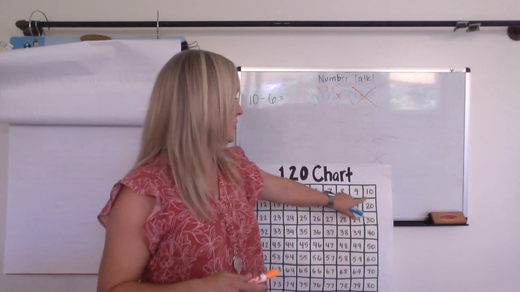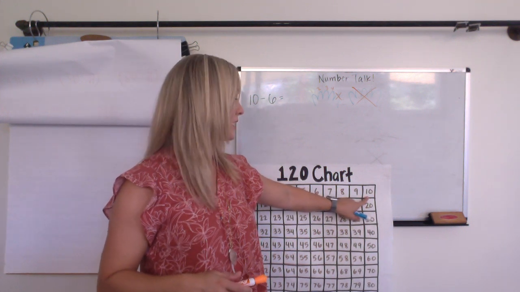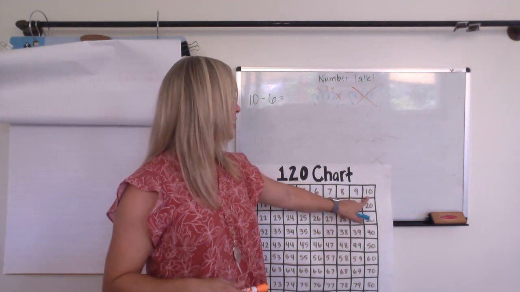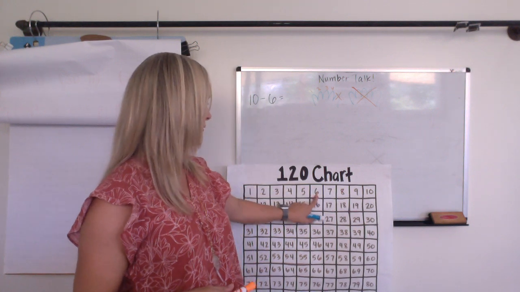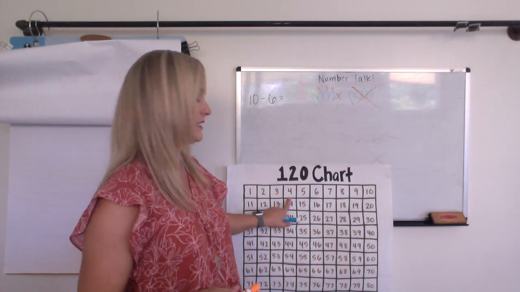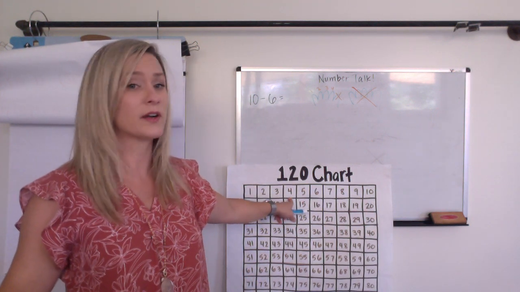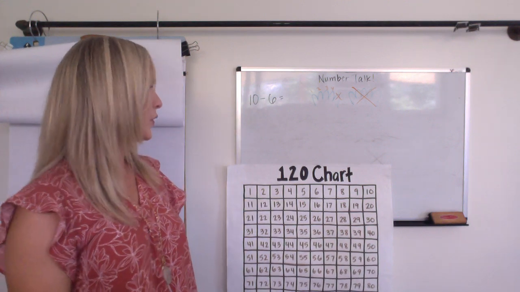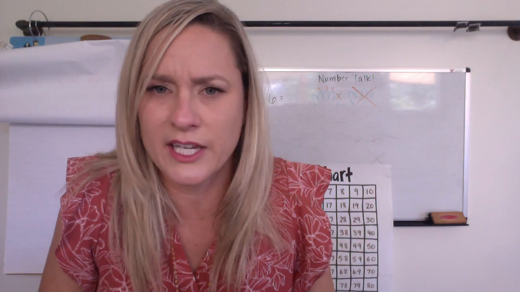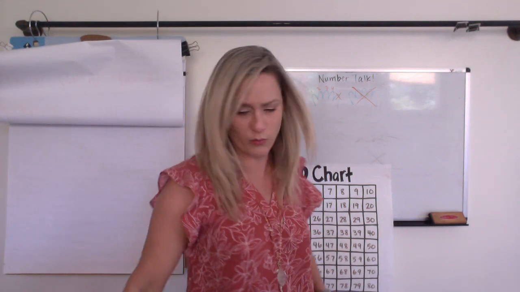Or maybe you did your 10 here on the 120 chart and you took off 6. 1, 2, 3, 4, 5, 6. And we landed on 4 left. Whew. You could have done that. I don't know. What did you do? Can you write to me and tell me? Maybe you used a number line. That just popped into my head. So let's check that out. What would that look like?